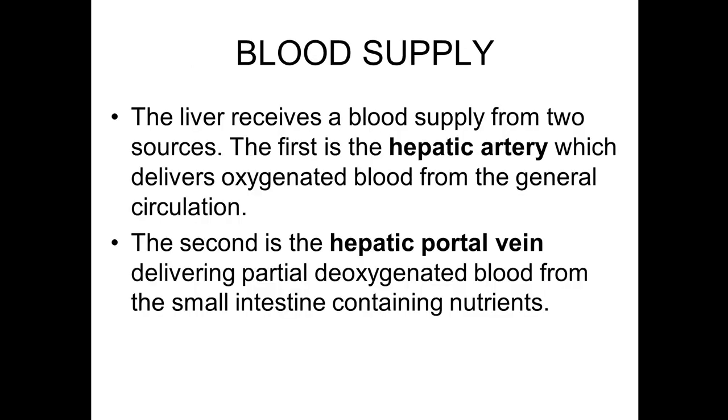Now we'll study the blood supply. Blood supply of the liver. The liver receives blood supply from two sources. The hepatic artery, which delivers oxygenated blood from the general circulation. Another is the hepatic portal vein, which delivers partially deoxygenated blood from the small intestine, which contains the nutrients. So the two sources are the hepatic artery and the hepatic portal vein.